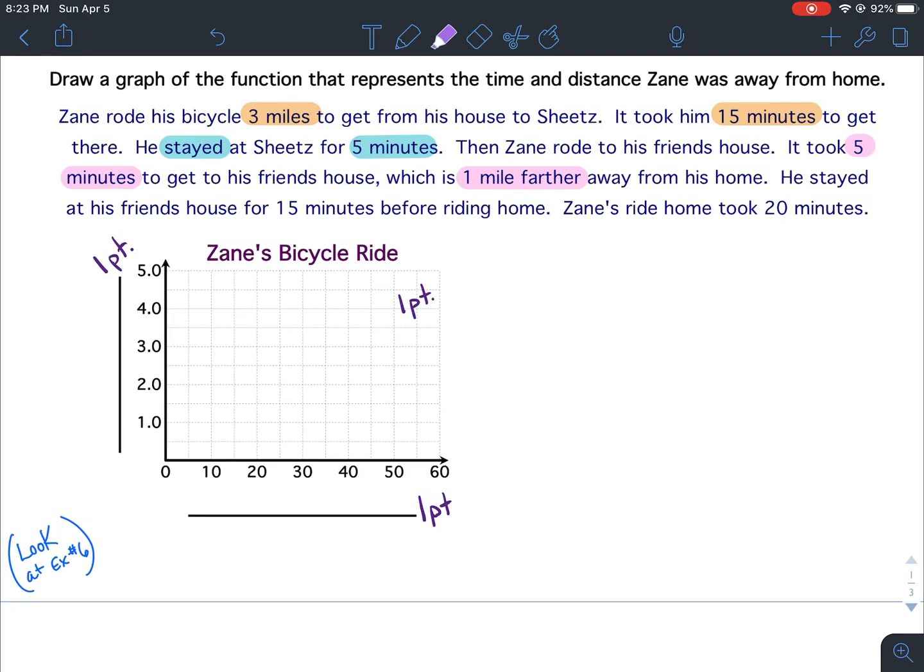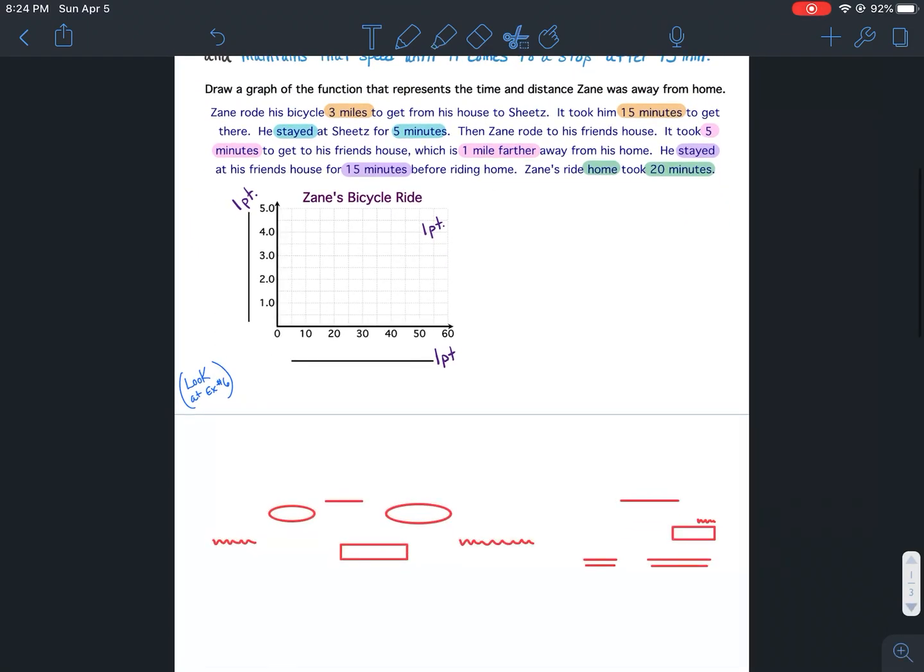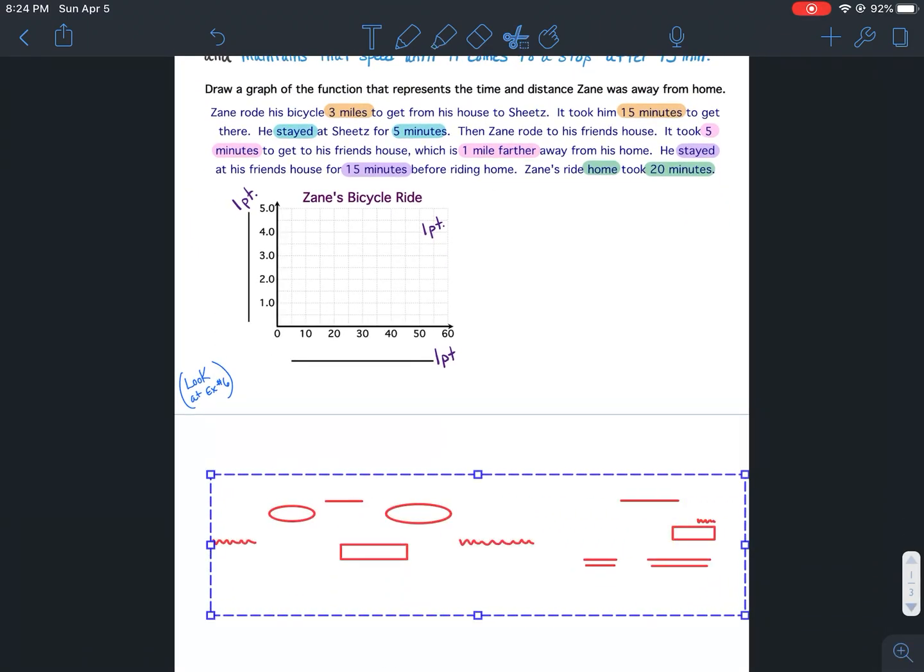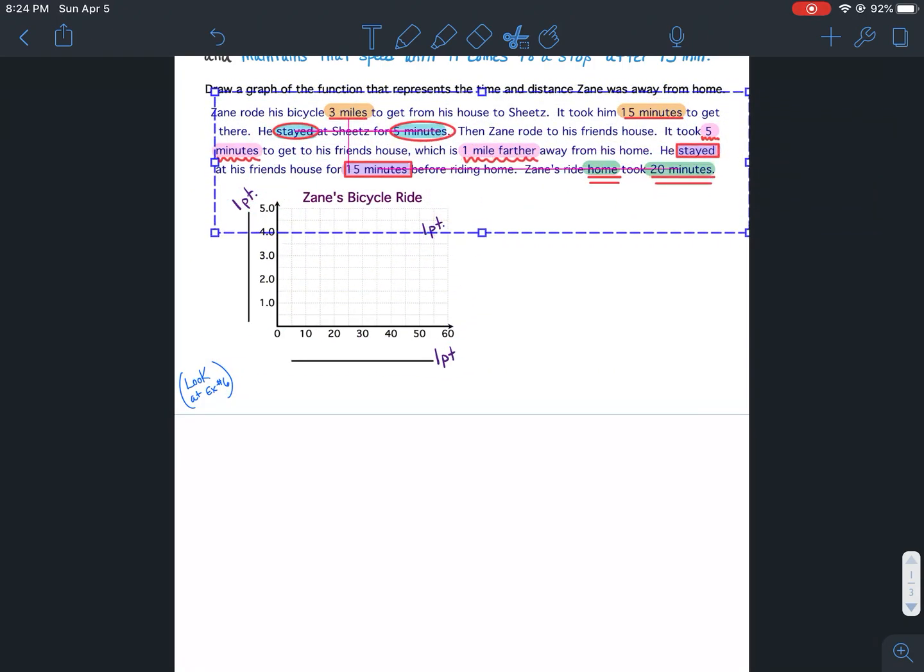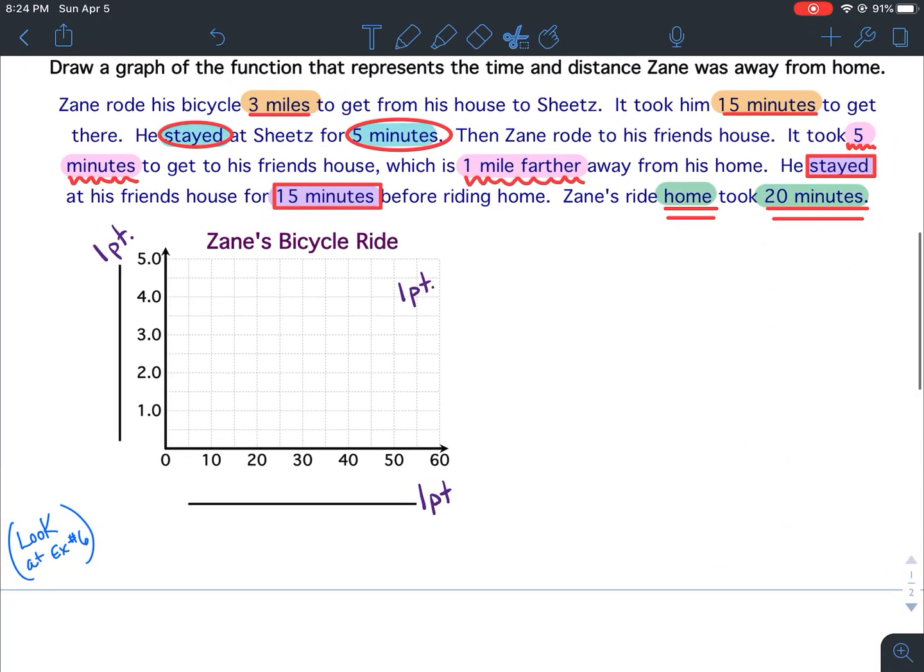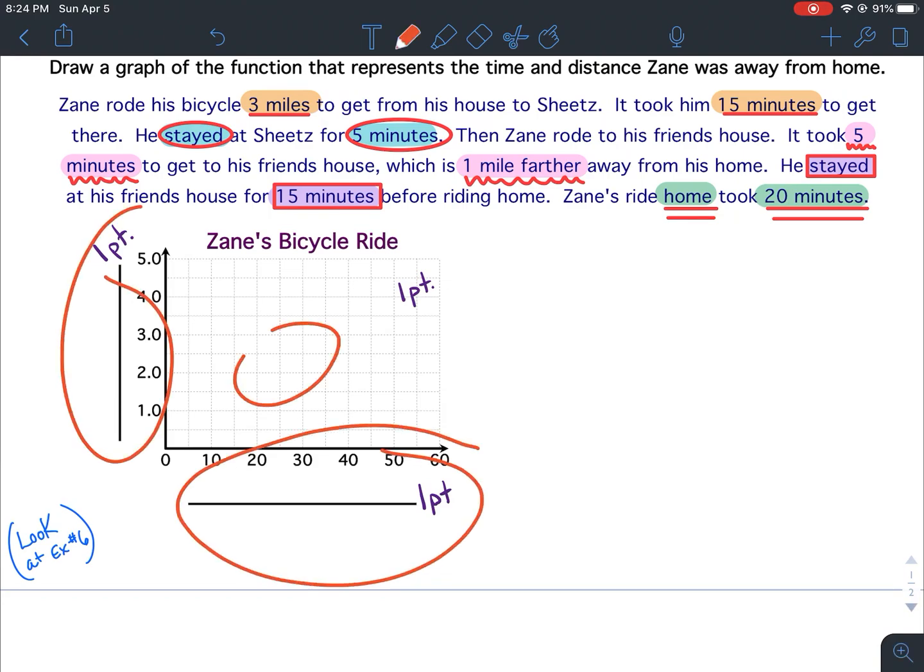He stayed at his friend's house. So again, stayed is the key word there, for 15 minutes. And then last, he rode home, and it took him 20 minutes to get there. So, just like the notes, I cheated. There's your information. Go ahead and label your axes and draw your graph.